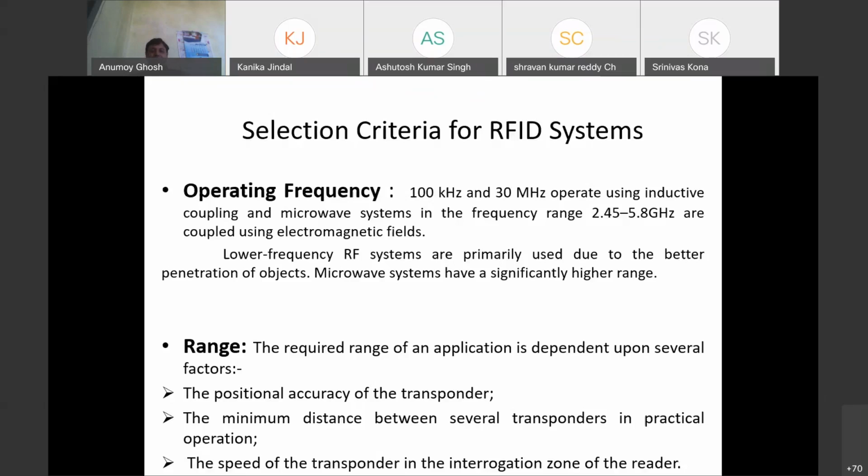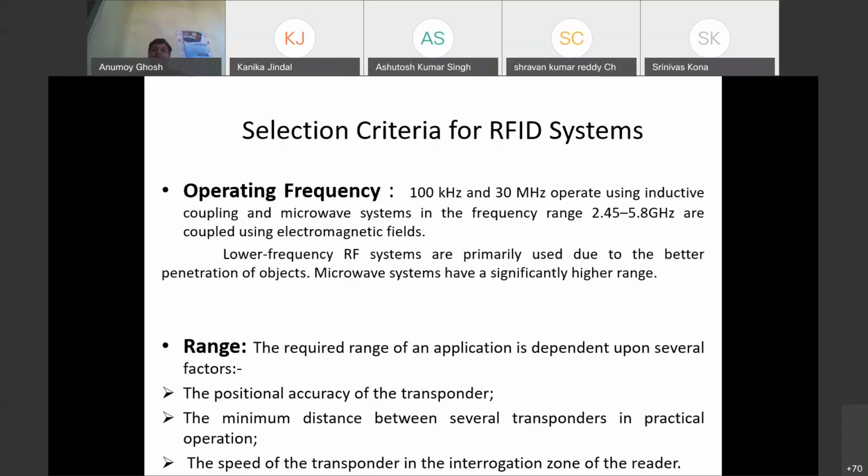Another thing required is the positional accuracy of the transponder, the minimum distance, and the speed of the transponder in the interrogation zone. Suppose you want RFID to be used in toll tax. Suppose the car is going at 60 km per hour. Then the reader and the tag should interact very fast. In that case, we should prefer the gigahertz range instead of the megahertz range. So we have to keep in mind the speed of the interaction. That is one very important thing.